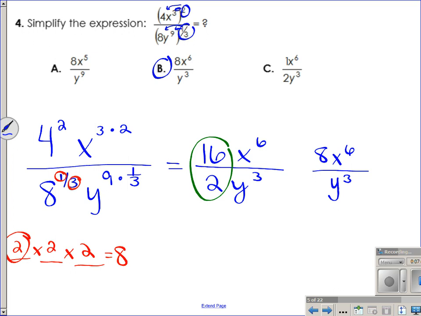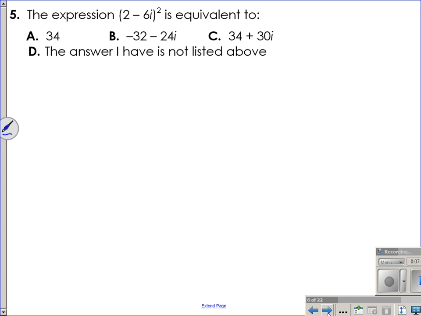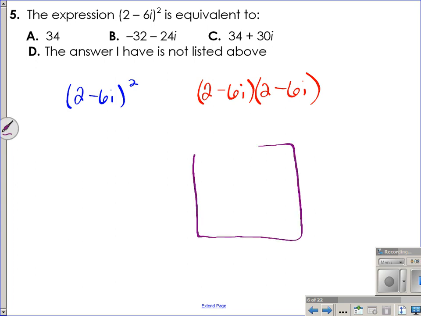All right, number 5. Now, we have 2 minus 6i squared. And I can't just put the squared on both things because of that minus sign in there. So remember, what does squaring something really mean? It means multiplying it by itself. So that means I have 2 minus 6i times itself. And again, I'm going to do like I did in number 2 and set up a box. This one's only a 2 by 2 though. So I have 2 minus 6i times 2 minus 6i.